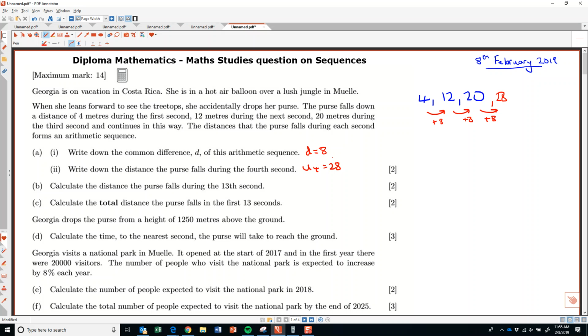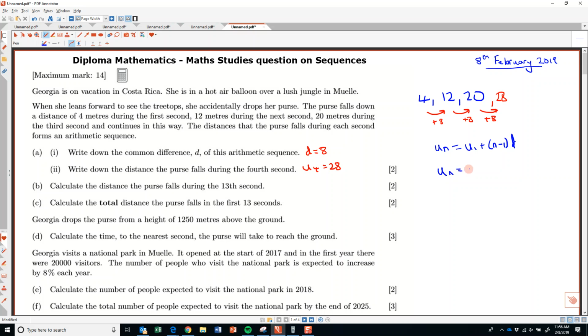All right. Calculate the distance the purse falls during the 13th second. What did we do for this one? Right, you use the formula. So we need to work out what the formula actually is first. So how do you do that? I know that the formula is for Un. No, it's supposed to be S of n, isn't it? No, that's for the total. We just want the distance it falls during the 13th second. So Un equals u1 plus (n minus 1)d.